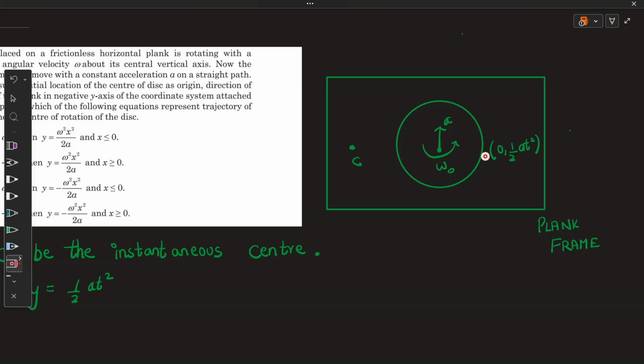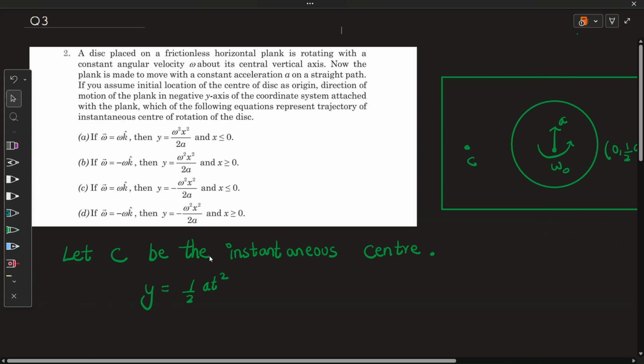Now this omega naught will not get affected because it's placed on a frictionless horizontal plane. If there were friction, this body would try to move with the plane, and this omega would reduce. There would be no relative motion. The friction will try to reduce the relative motion.